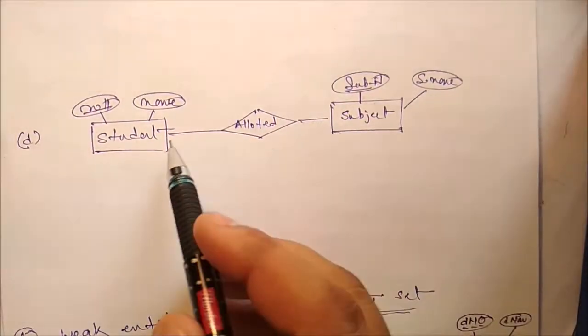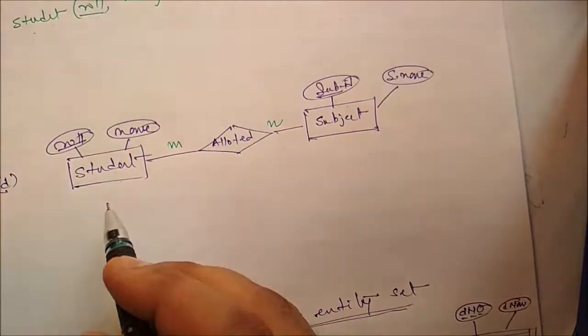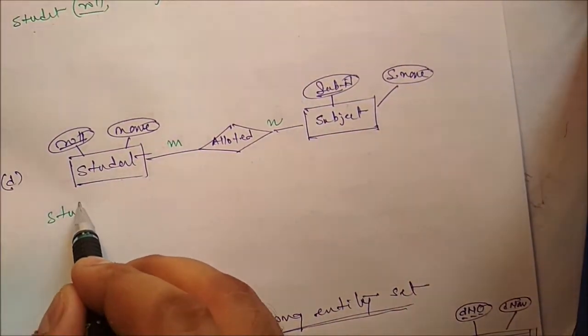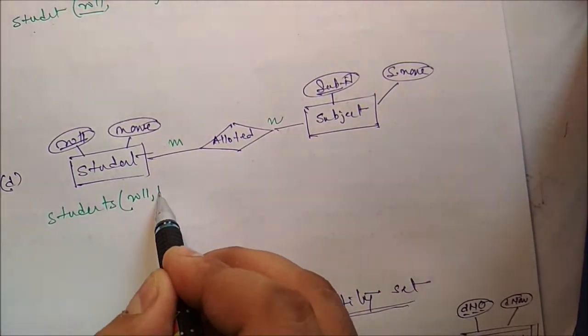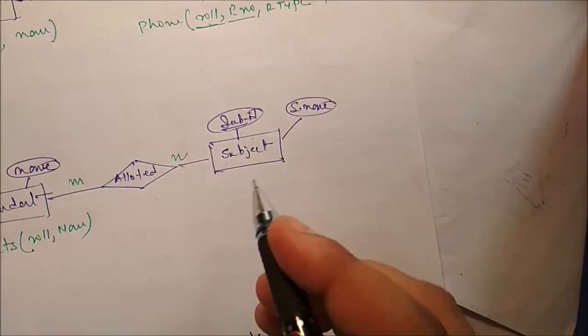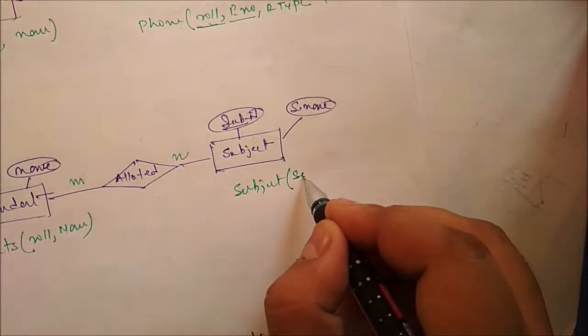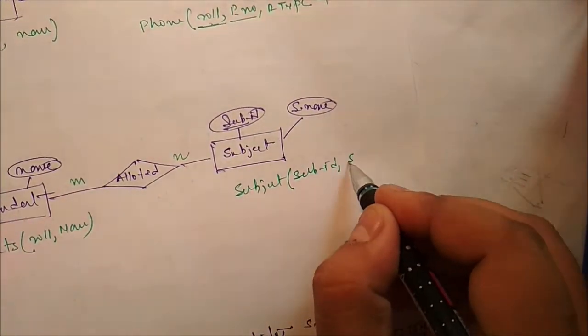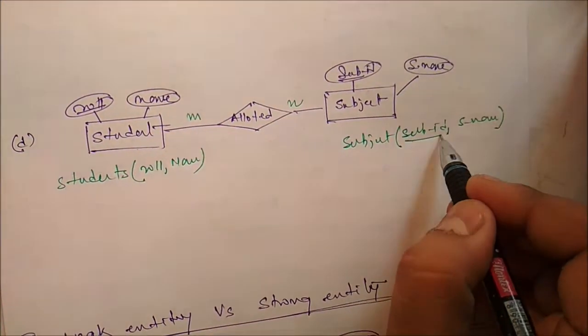Now the next thing is what? Student and subject. So it is an M is to N relationship. So for the student, we need the tables: the attributes are roll number and name, and for subjects, the attributes are subject ID and subject name. Are you getting this one? Subject ID is the primary key.